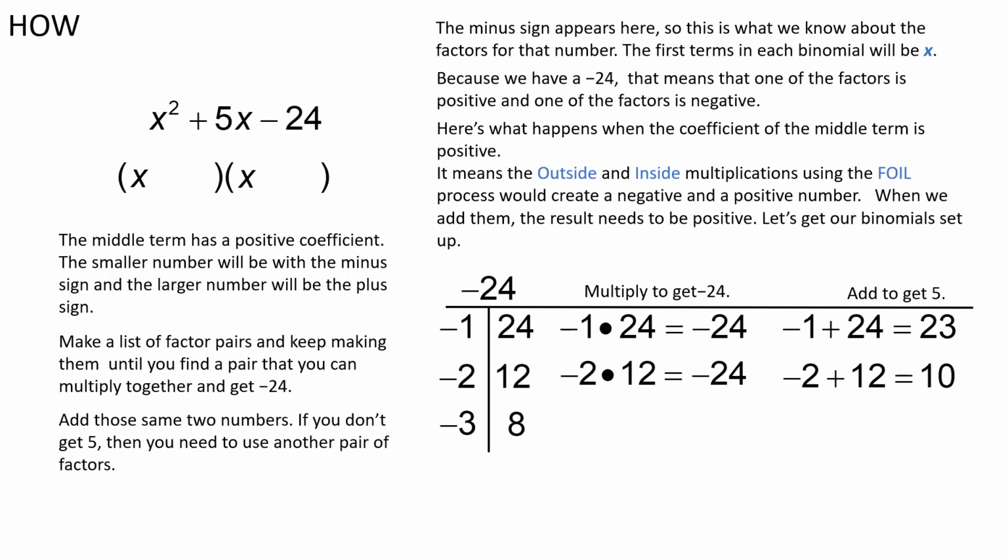Our next factor pair is negative 3 and 8. A negative 3 times 8 gives us a negative 24. A negative 3 plus 8 will give us a positive 5. Now we have the two numbers that we need. So now I can put a plus 8 here, and I can put a minus 3 here, or they could flip. It wouldn't make any difference if we had a negative 3 in the first binomial and a plus 8 in the second binomial. The results will be the same.